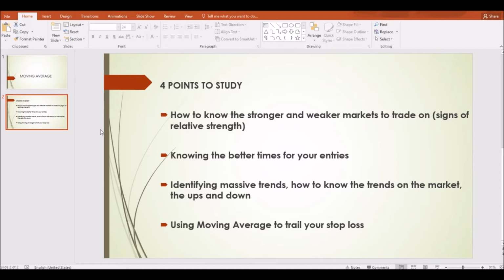Yes, so you can just pen this down. Before we finish today's video, this is what we should have in mind, using the moving average to throw your stop loss, guys.